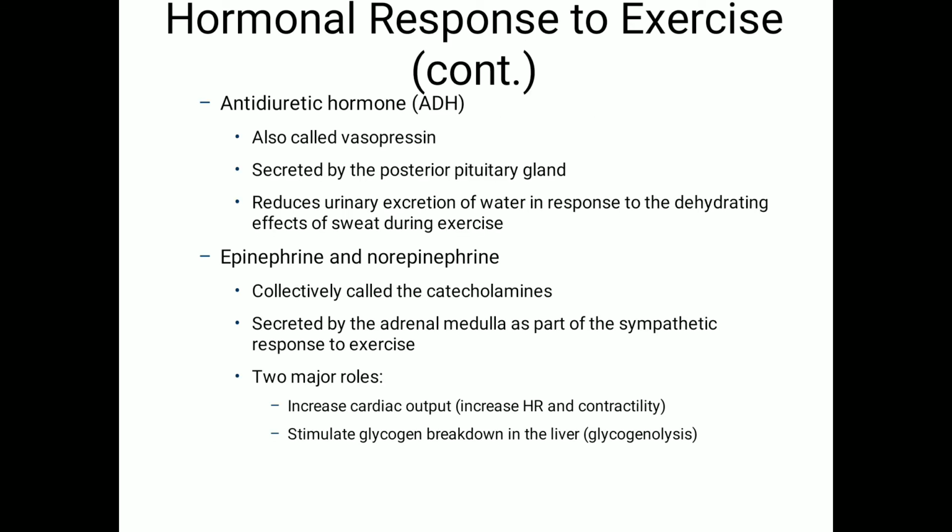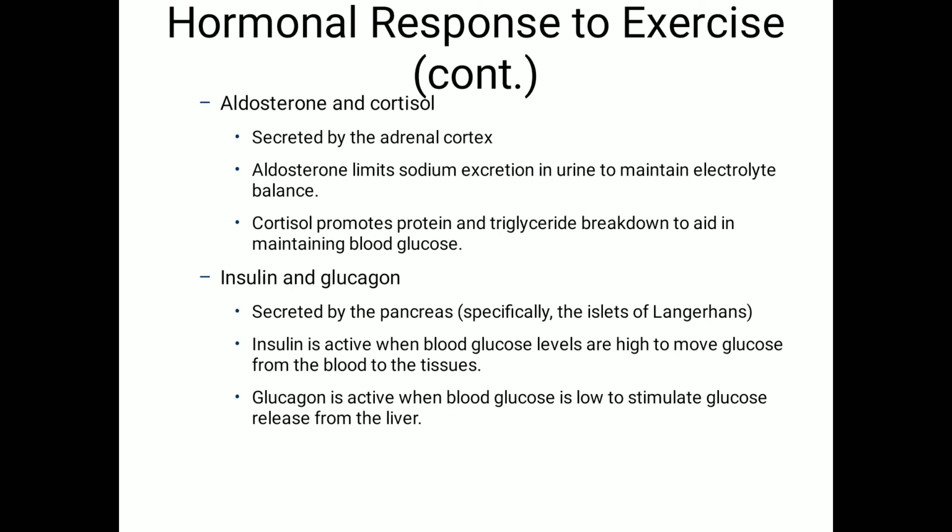The second is ADH, also called vasopressin. It reduces urinary excretion of water in response to the dehydrating effect of sweat. Epinephrine and norepinephrine are also called catecholamines. They are a part of the sympathetic nervous system. They increase the cardiac output and also stimulate glycogen breakdown in the liver. The other hormones, aldosterone and cortisol, also play a very important role.